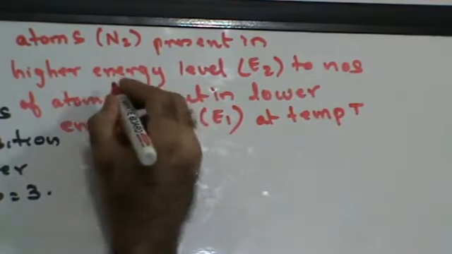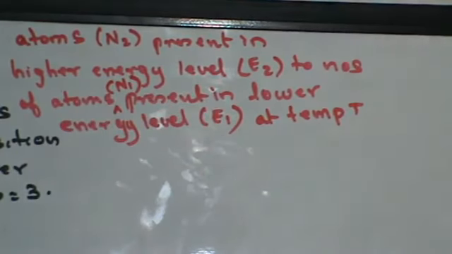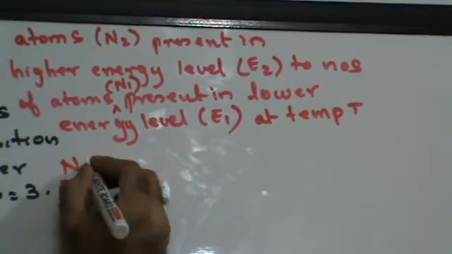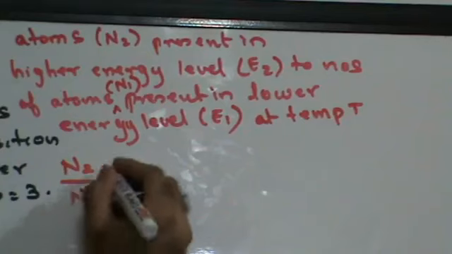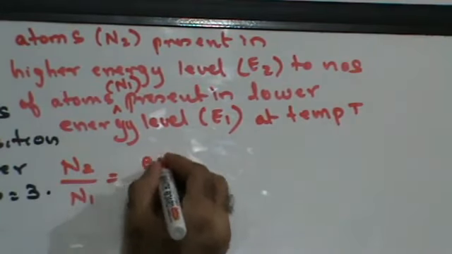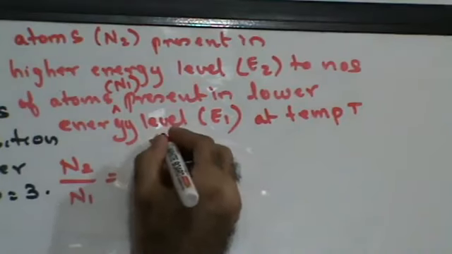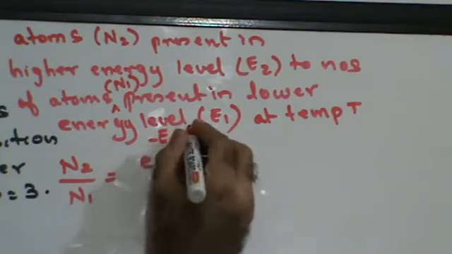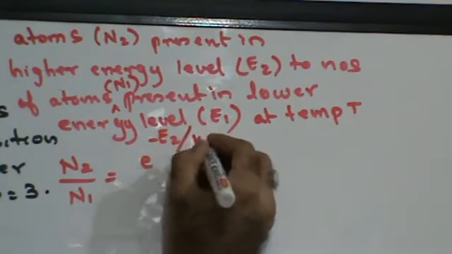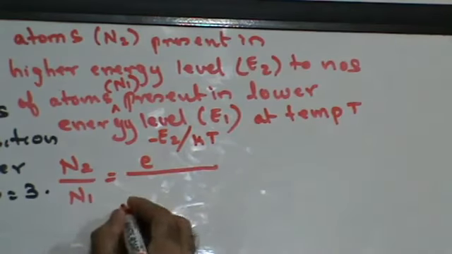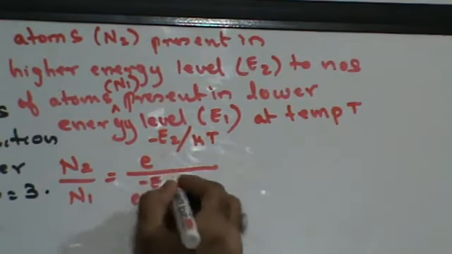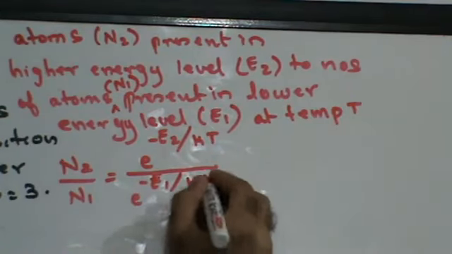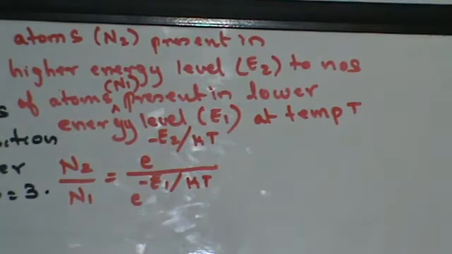Number of atoms is N1 in lower energy level and N2 in higher energy level. This ratio N2 upon N1, that means the number of atoms present in higher energy level to the number of atoms present in lower energy level, is given by the formula e raised to minus E2 divided by KT, upon e raised to minus E1 divided by KT. Right? That is the formula.